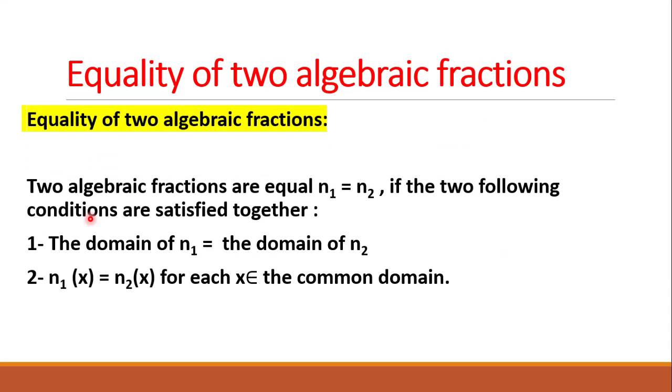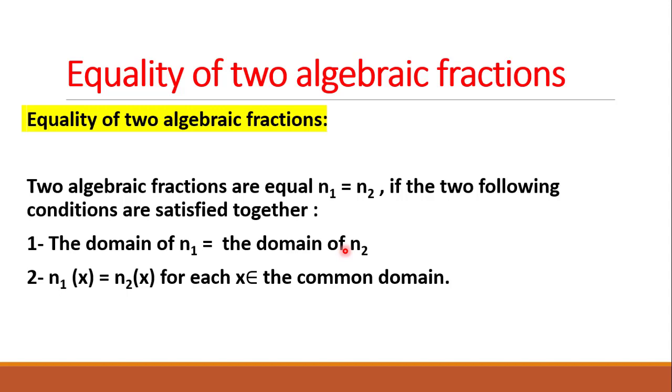Okay, what do you mean by the equality of two algebraic fractions? Two algebraic fractions are equal, and we write n1 equals n2, if the two conditions are satisfied together, not only one of them. The first condition is the domain of n1 is the same as the domain of n2. So they should have the same domain.